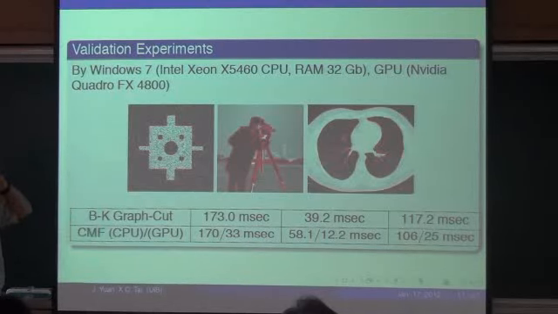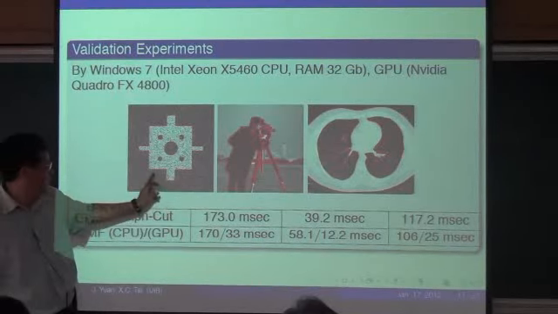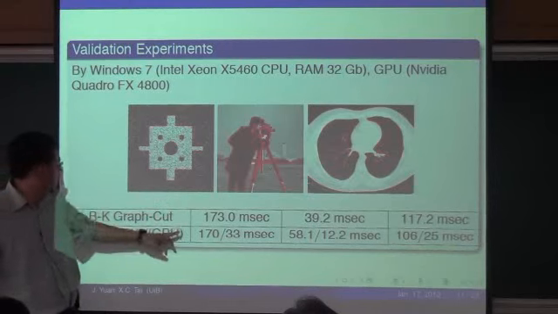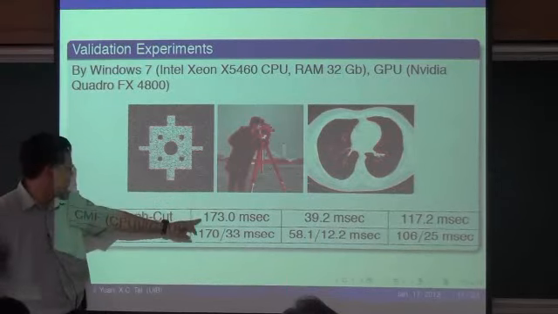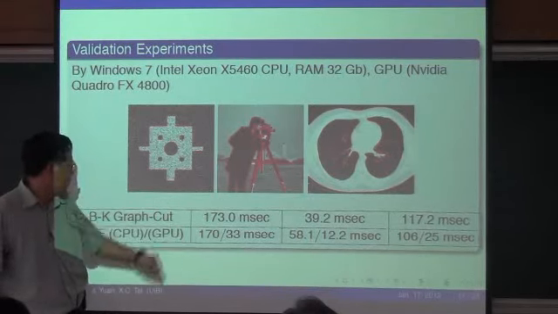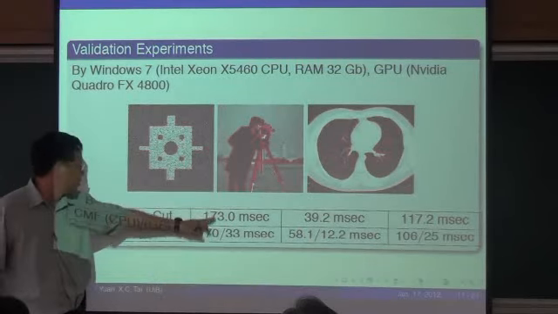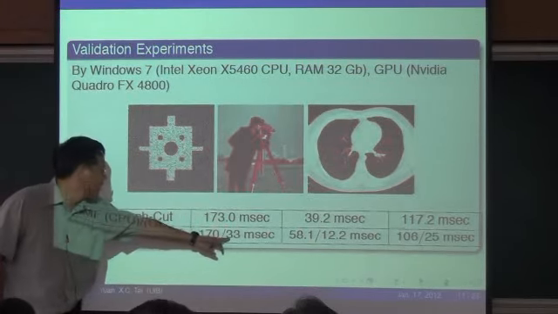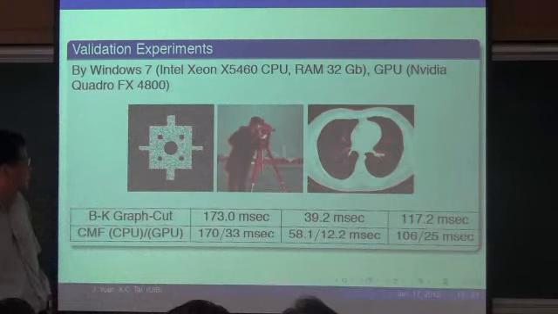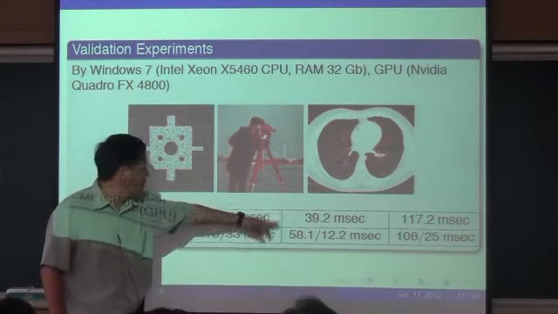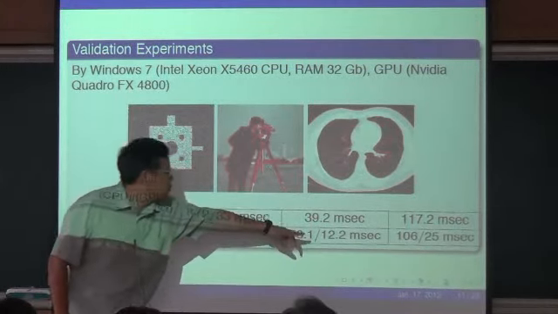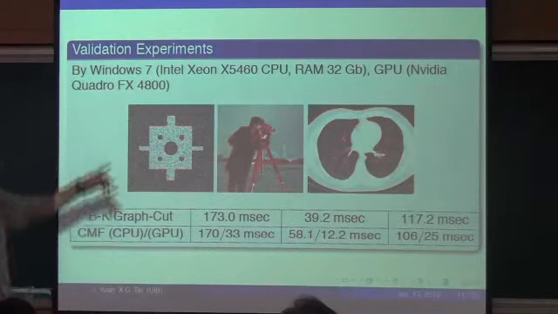CPU, GPU. For this image, you see the graphics card uses about 170... We use about 773 milliseconds on the CPU. If you use a GPU, it takes just 33. For this image, about 39, 58, 12. We use a GPU for that one.